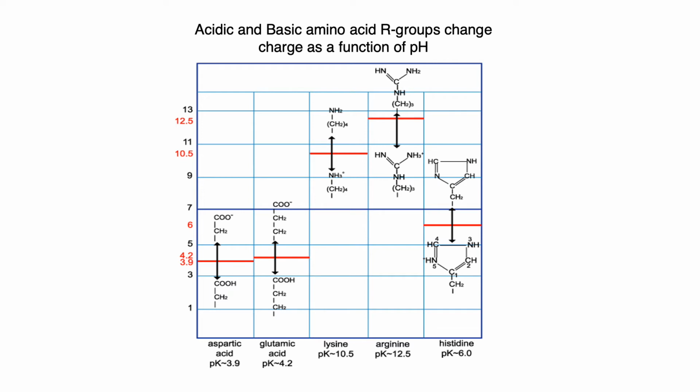So if you look at neutral pH, the acids of the R groups give off their protons. So at pH 7, they're charged. They give off the protons, so they're charged. So aspartic acid has a negative charge. Glutamic acid has a negative charge.